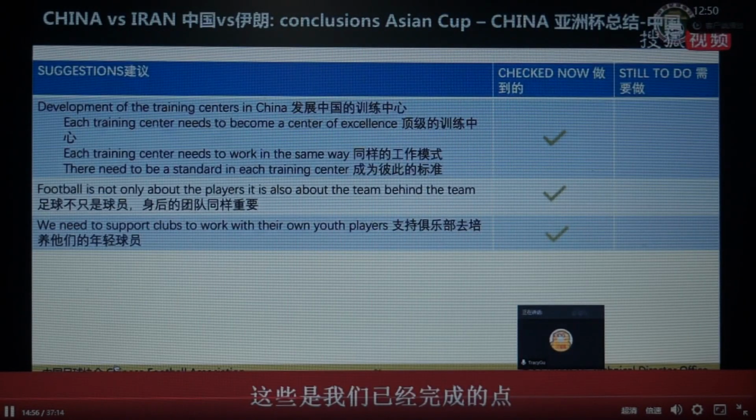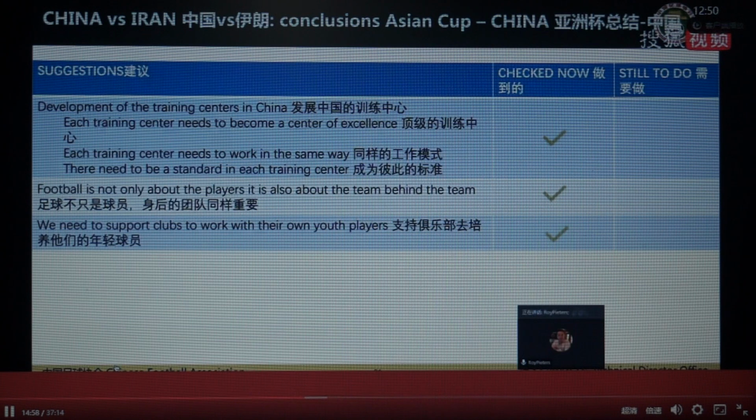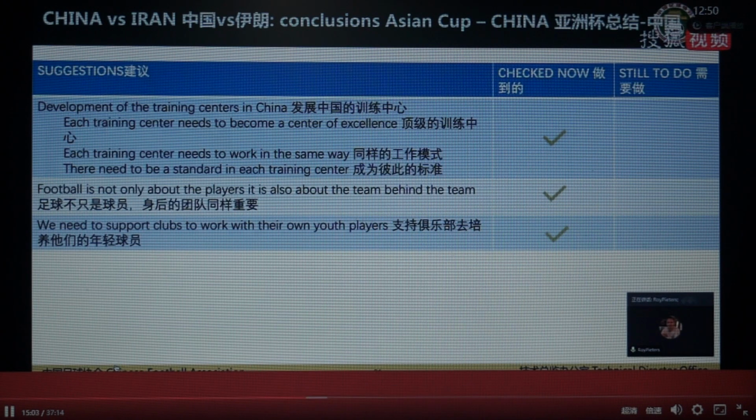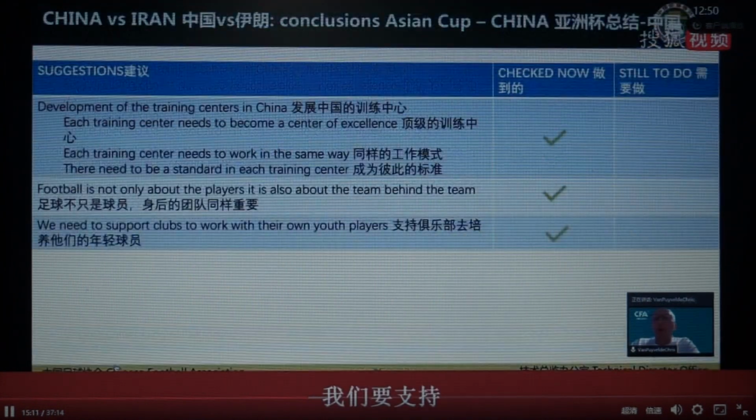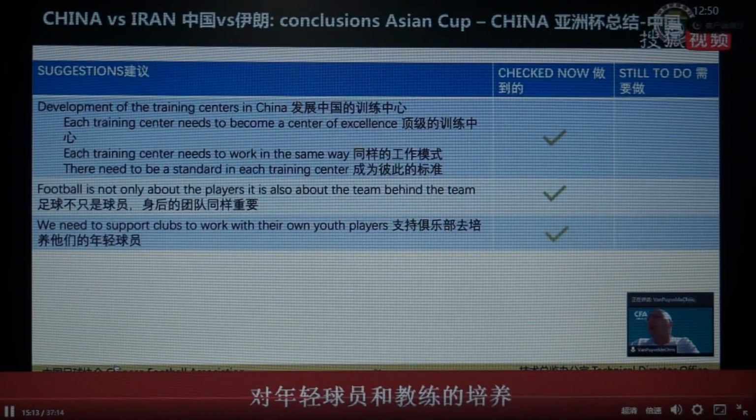And this is, we are already busy with it, also regarding Shanghai and all the other training centers, together with our local MAs. And an important sentence is the last one. We need to support everybody who wants to work with your own players, with your own coaches, with Chinese players and with Chinese coaches. That's our task. That's what we have to do in the future.